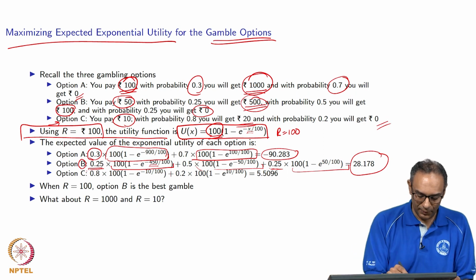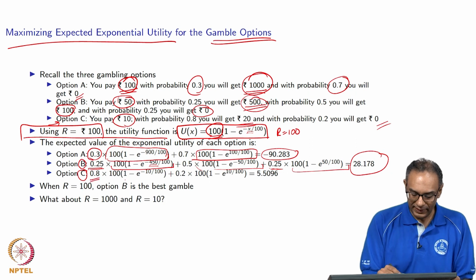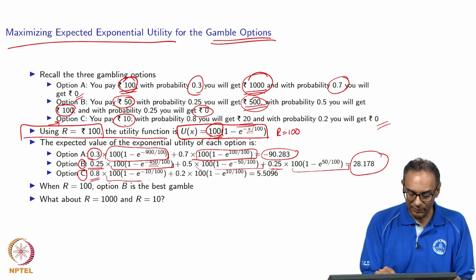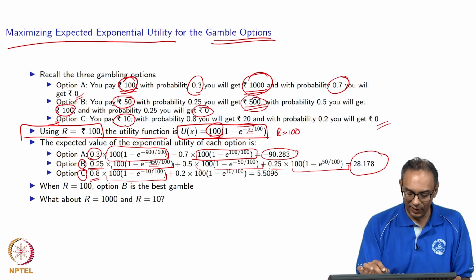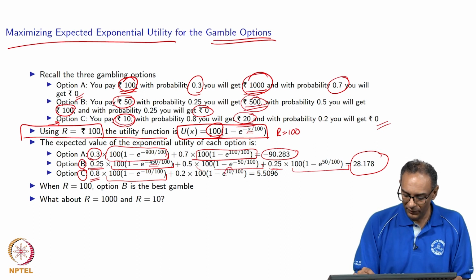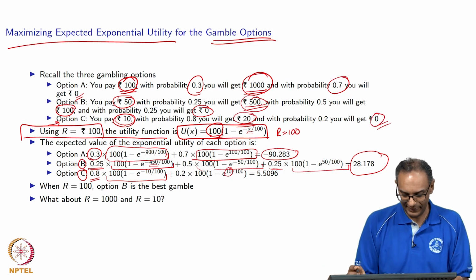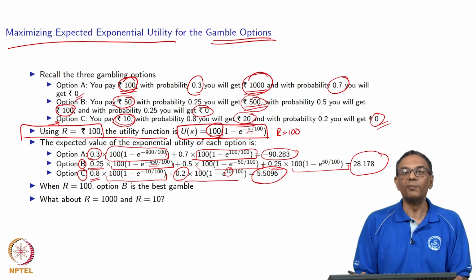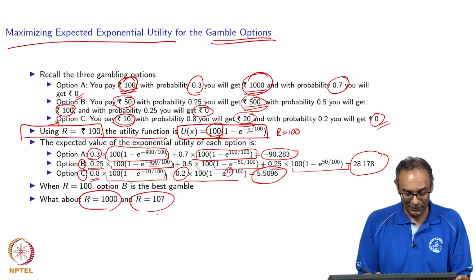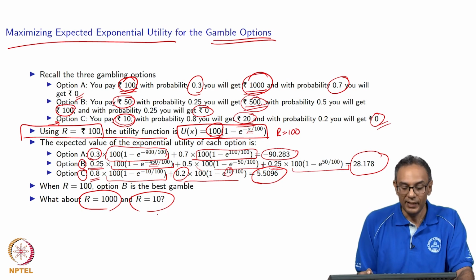And the third option, option C, tells me that my expected utility is 0.8 multiplied by the utility for the value of x equals 10. Why is it 10? Because it's 20 minus 10, which is 10, or negative of negative 10, which is 0 minus 10. That happens with probability 0.2, and I did my calculations, I get 5.5096. What if it was 1000? What if it was 10? We asked two questions: what if I have a different utility and not 100?